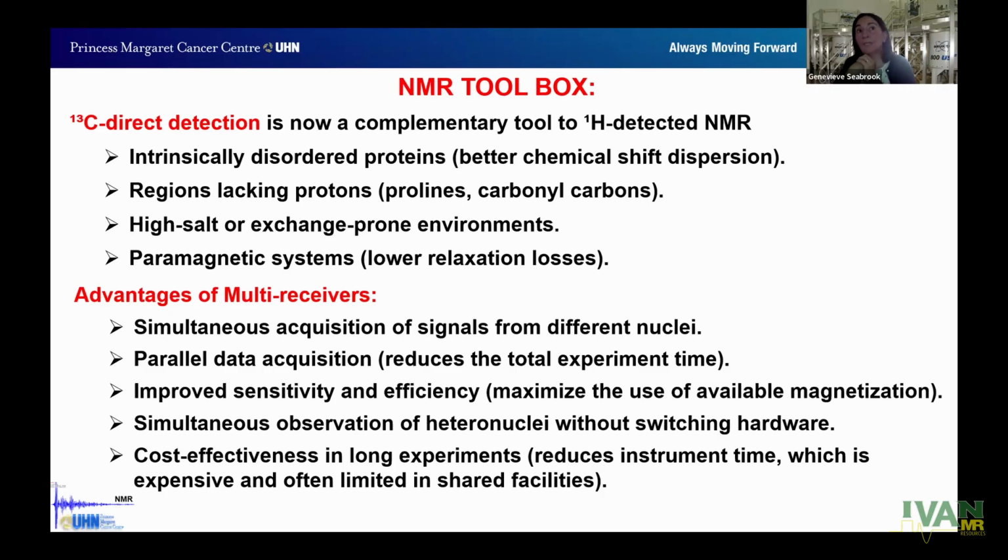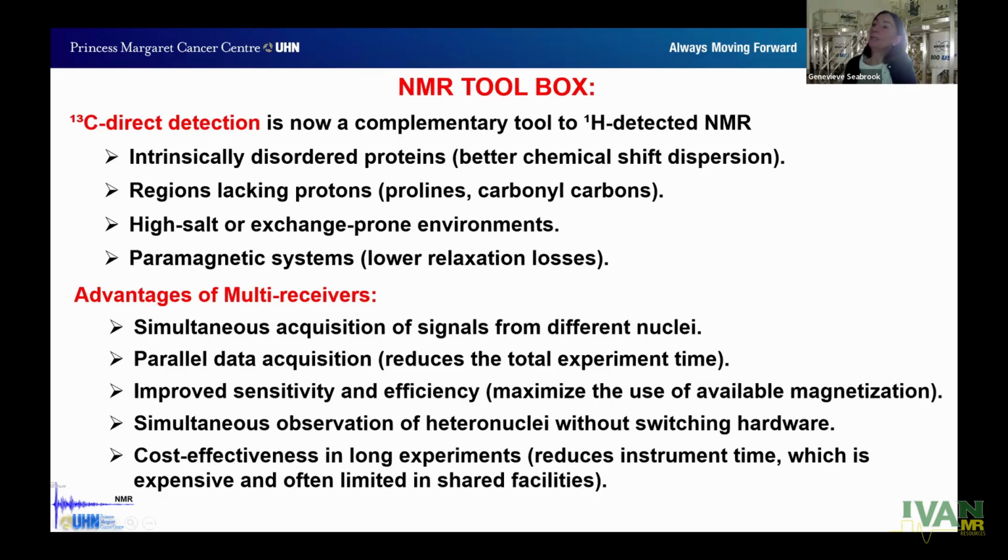And also, why would you need two receivers? Because, well, that's going to save me time. And believe me, we don't have much time. We're always super busy, and so on. So it's all about the fact that we all have NMR tools in our NMR lab, not just to fix the instrumentation, but also to apply the proper tool to the proper project.